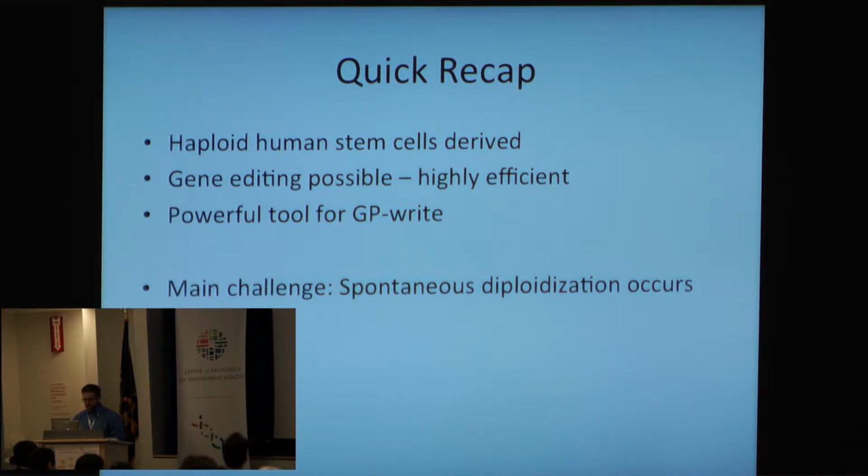But the main challenge that we face, the main obstacle, is that early on especially, there's this spontaneous diploidization that prevents us sometimes from isolating haploid cells. And then we constantly have to do FACS sorting to purify for this haploid population.